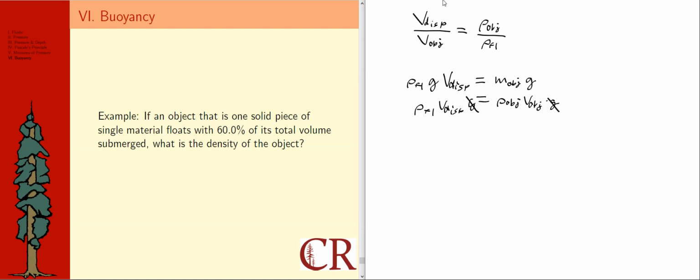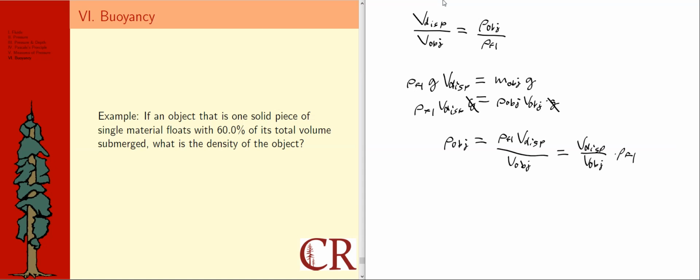But since we're asked for the density of the object, I'm going to go ahead and isolate rho object by dividing both sides by the volume of the object. So then we get rho of the fluid times volume displaced divided by volume of the object, which is equivalent to just saying that ratio of volumes multiplied by the density of the fluid.